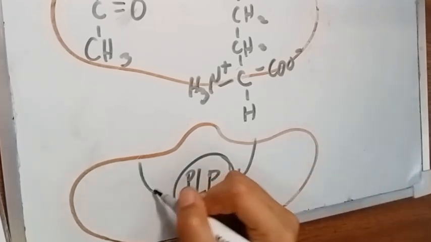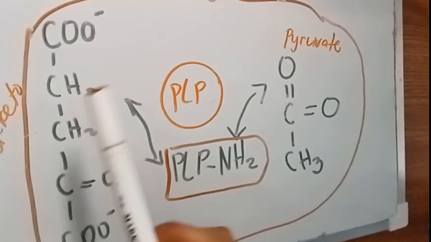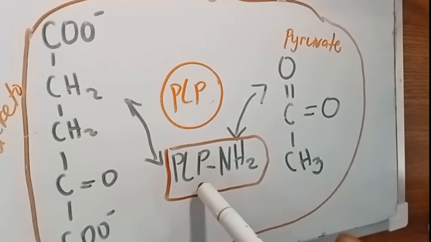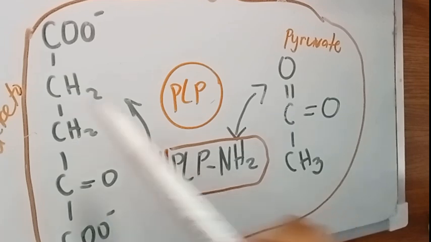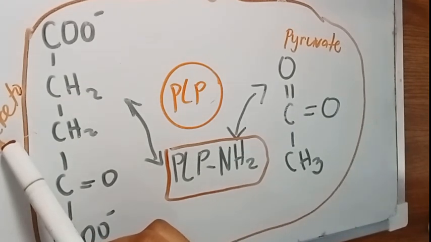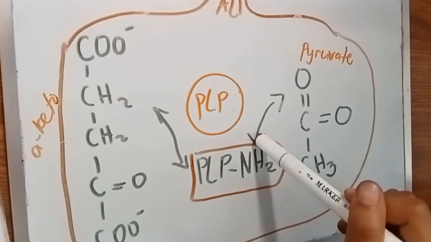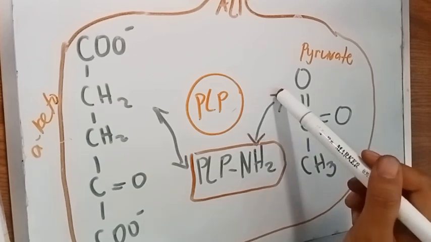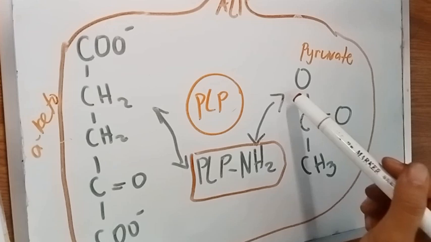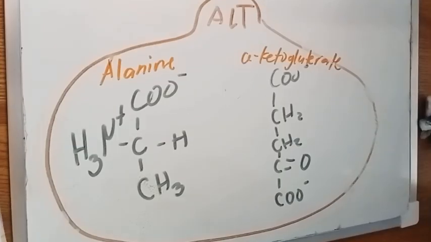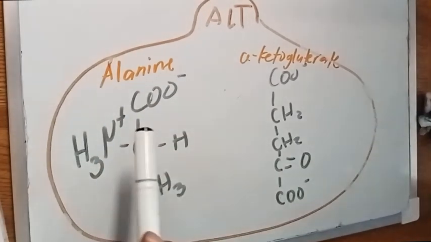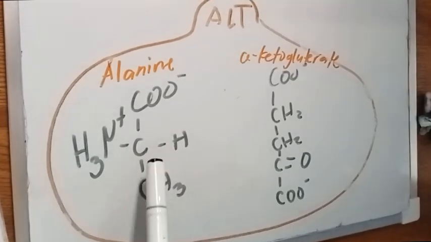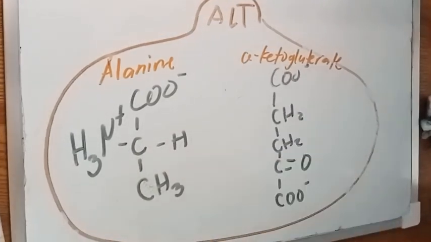And then the glutamate drops its amino group onto the PLP and leaves as alpha ketoglutarate. And then the pyruvate picks up this amino group from the PLP. So since the amino group is added to the pyruvate, it transforms directly into alanine, and the glutamate that loses the amino group turns into alpha ketoglutarate. And that is how alanine is synthesized in the human body.